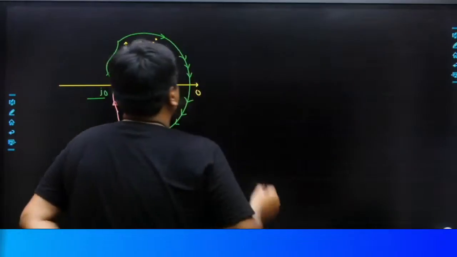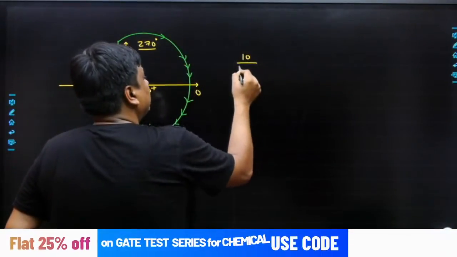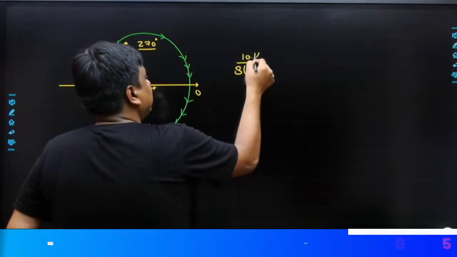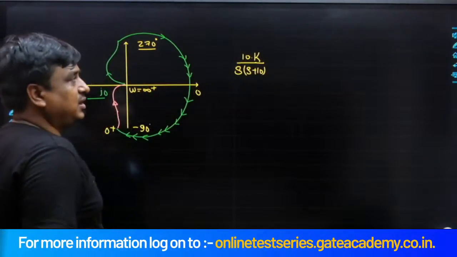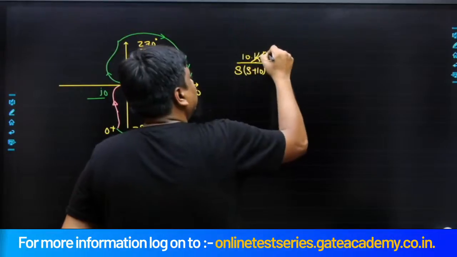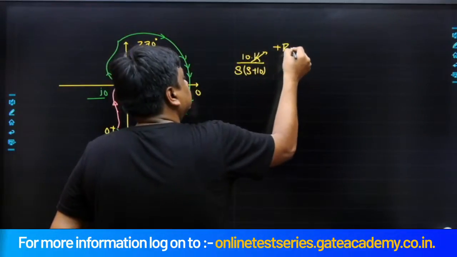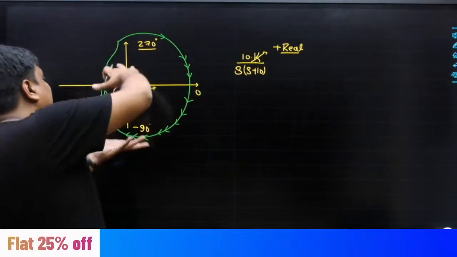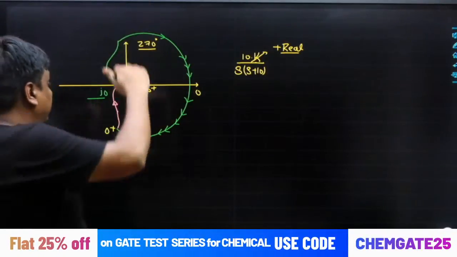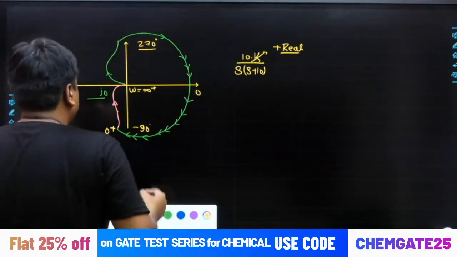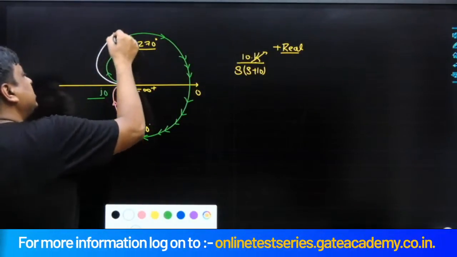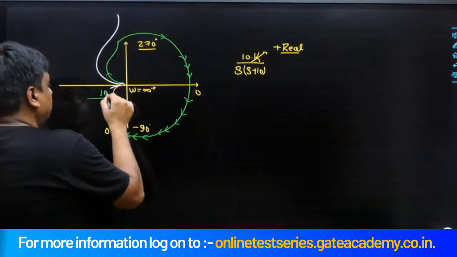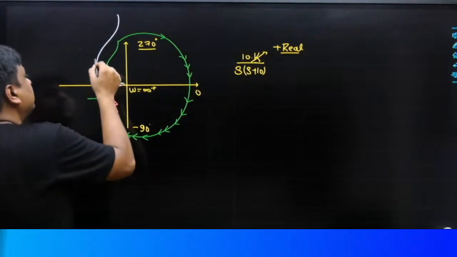So rather than having 10 divided by s into s plus 10, you could write this as 10 times k divided by s into s plus 10. And you keep raising the value of k in the positive real sense. In that case, what would happen? Obviously, it would keep expanding. And as it keeps expanding, the structure would be more and more bulgy. Like this. The structure would be more and more bulgy.